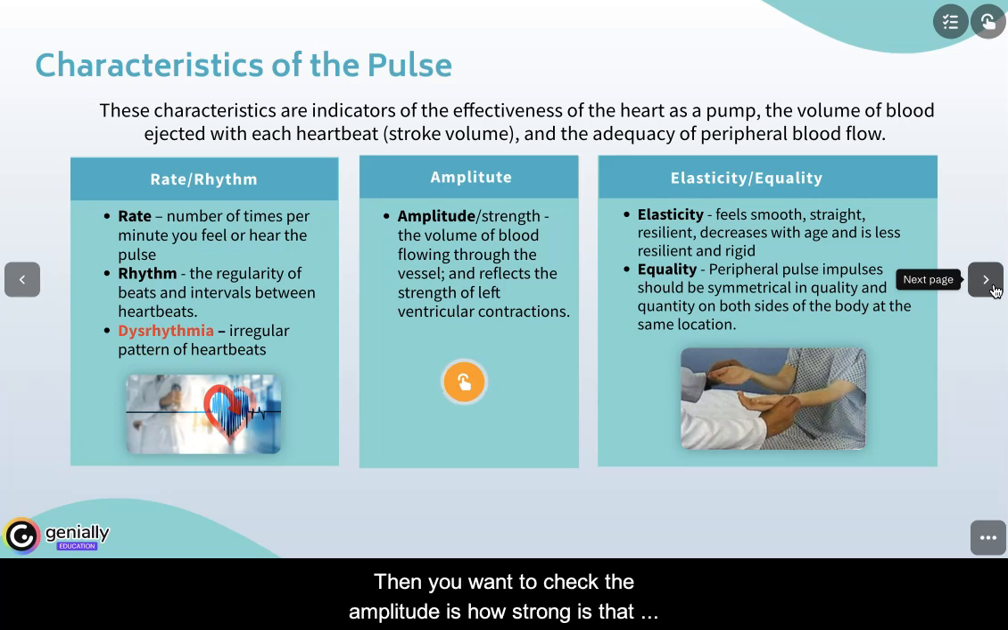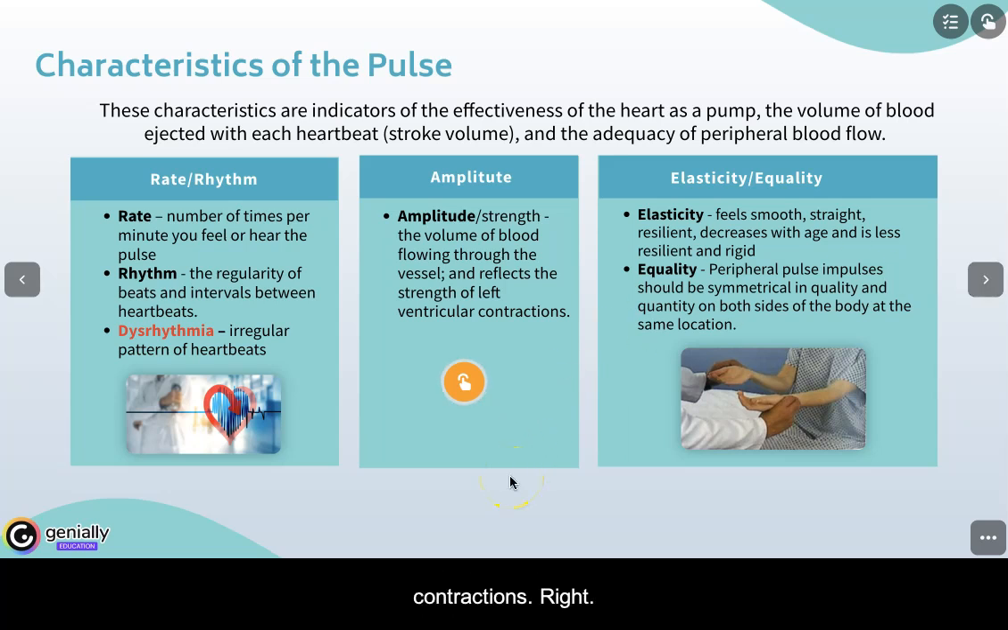Then you want to check the amplitude. That is how strong the pulse is, whether it's bounding, right? It reflects the strength and the volume of blood through the vessel, and it reflects the strength of the left ventricular contractions, right?